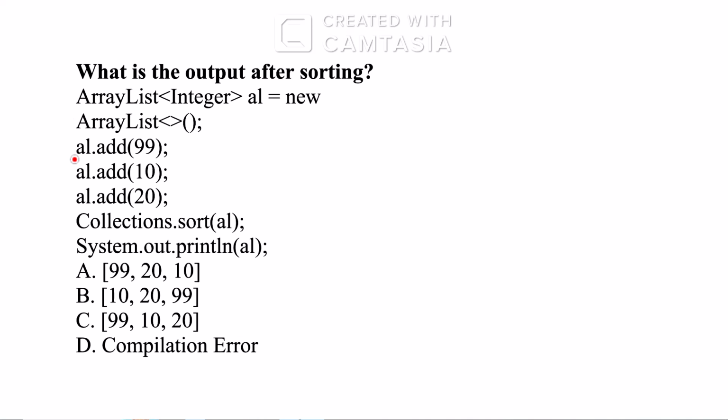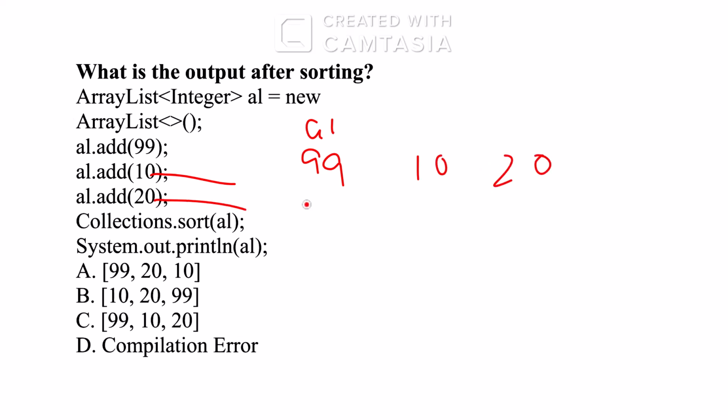This is a very simple question. We have created an ArrayList called AL. First we are adding the element 99, next we are adding the element 10, and in the next line we are adding the element 20. Now we are applying the sort method on this AL.